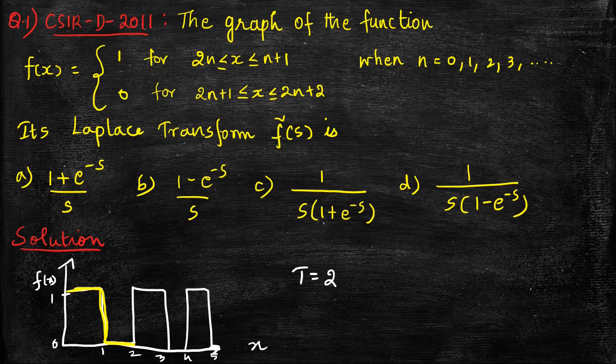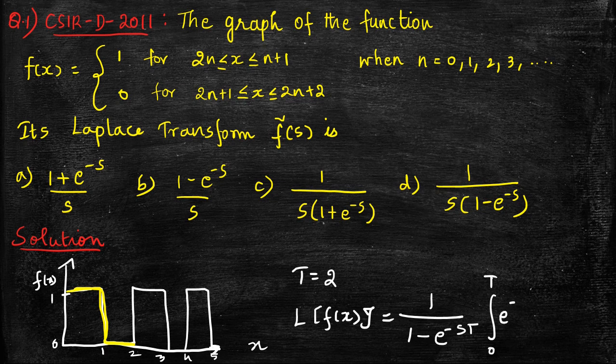Okay, this is a periodic function, so we are going to use the periodic Laplace transform, which is given as this: f of x is equal to 1 divided by 1 minus e power minus st, integral 0 to t e power minus sx f of x dx. So we are just going to put in this function, going to substitute all the t values, which is t is equal to 2.